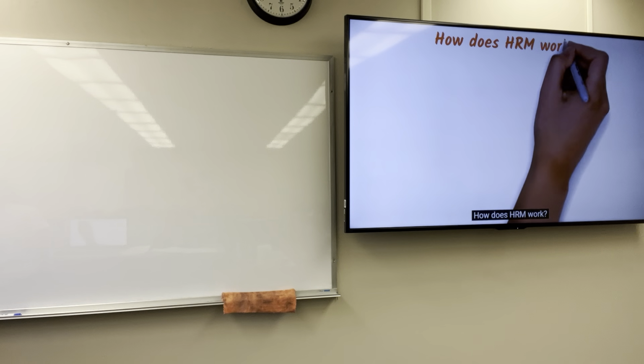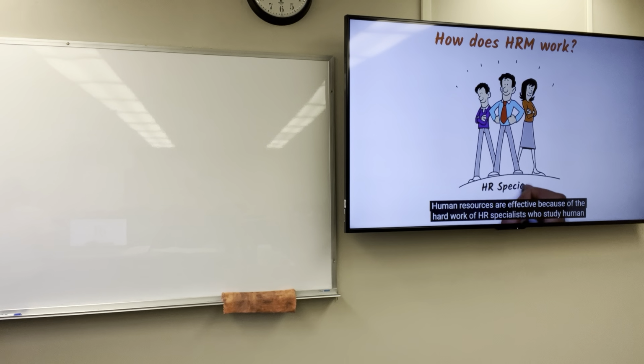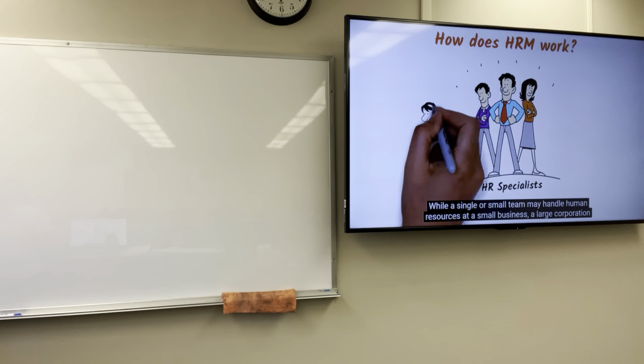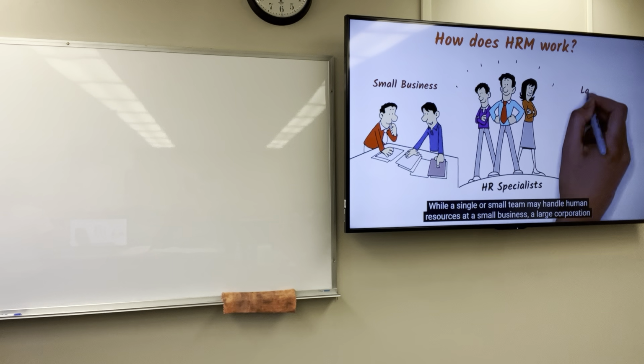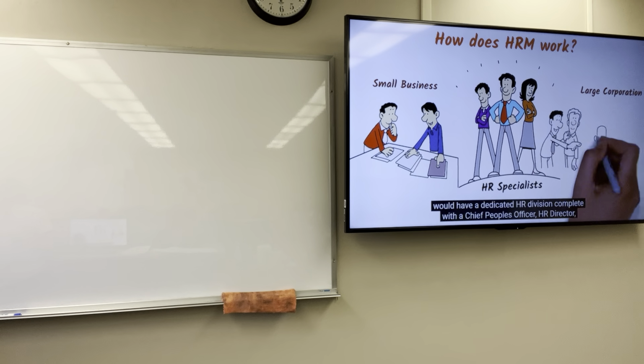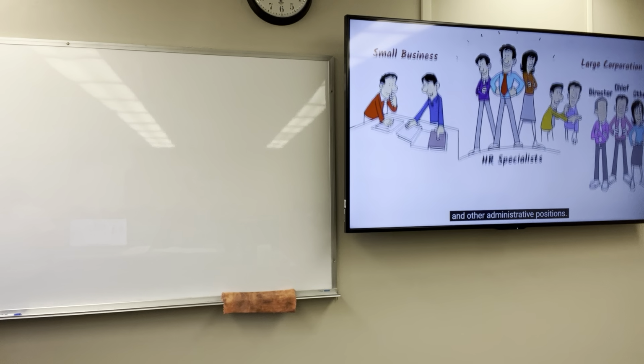How does HRM work? Human resources are effective because of the hard work of HR specialists who study human resource management before hiring. While a single person or small team may handle human resources at a small business, a large corporation would have a dedicated HR division complete with a chief people's officer, HR director, and other administrative positions.